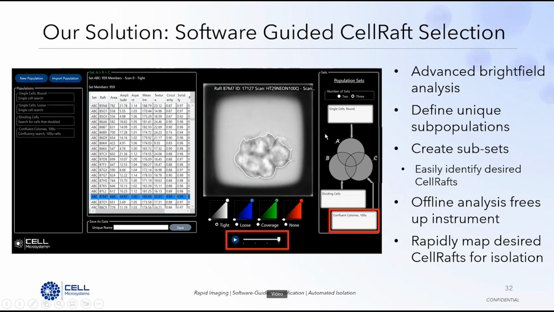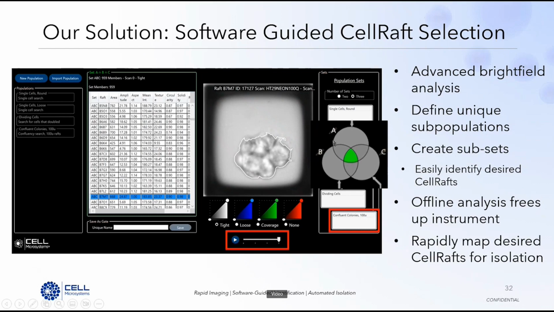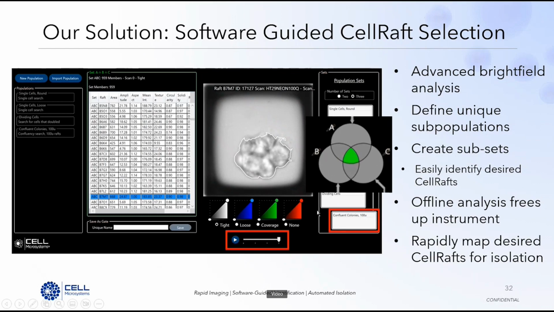And what we're interested in is the intersect of those three populations, namely for a single cell workflow, a CellRaft that had a single cell at time point 1 that divided and formed a clone at time point 3. Using CellRaft cytometry, we can easily identify these monoclonal derived populations, and then we can map them for isolation using the CellRaft AIR.